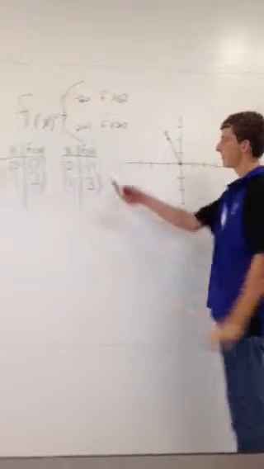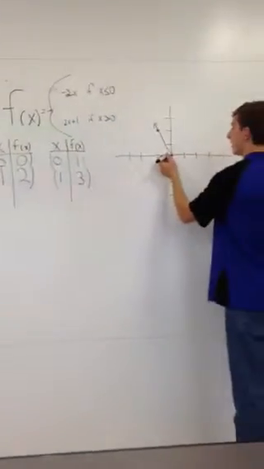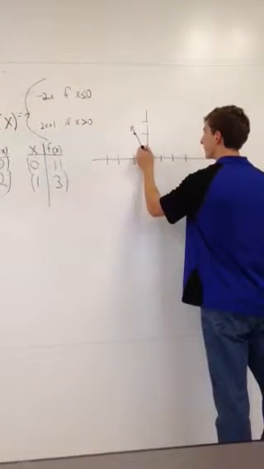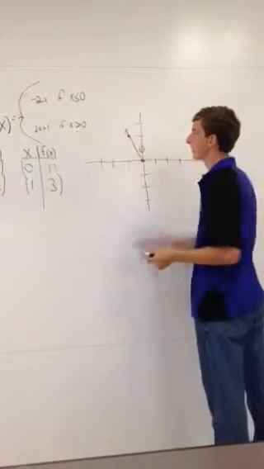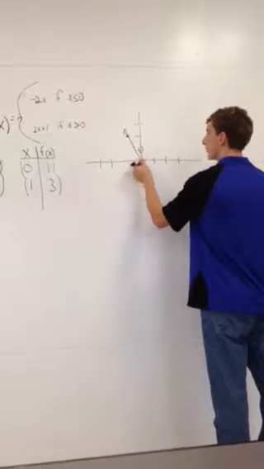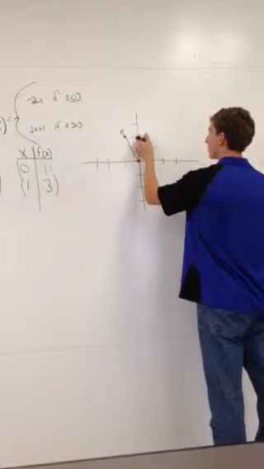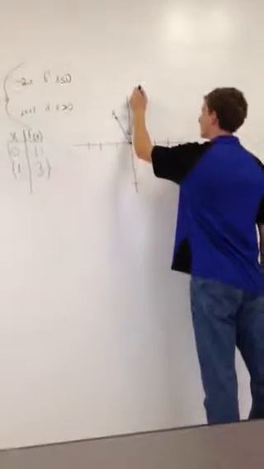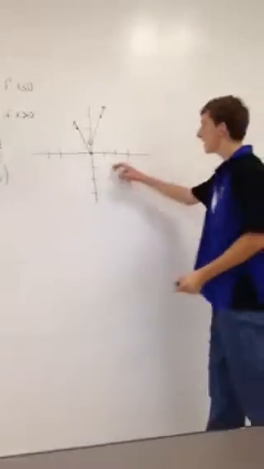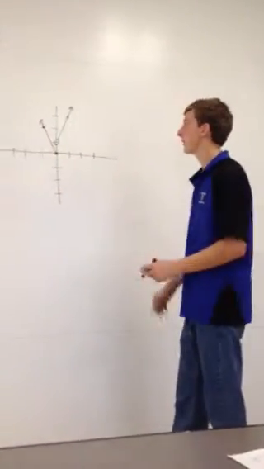For the next graph, we start at 0, and we go to +1, and give it a hollow circle, because it's greater than. And then for the next point, we go to 1, and go up 3. And we give it a filled-in dot, and connect the lines. And that is your piecewise defined function.